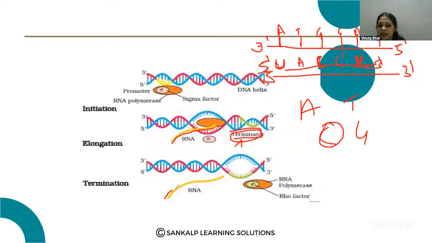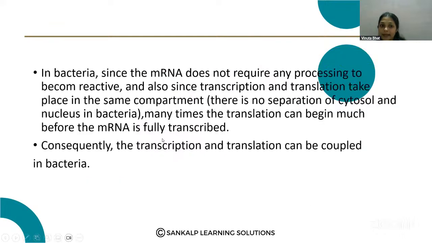Look here, now the new RNA synthesis is done, and the rho factor and RNA polymerase fall off. In bacteria, since the mRNA does not require any processing to become reactive, and also since transcription and translation take place in the same compartment, that is the cytoplasm, after RNA synthesis it will not undergo any other processing. No further processing happens in case of the bacteria, in case of the prokaryotes.